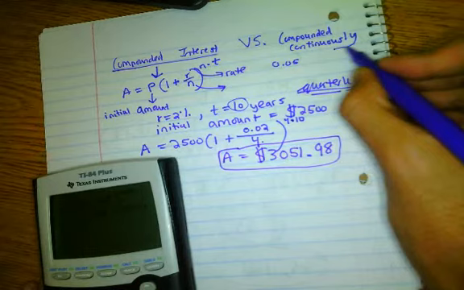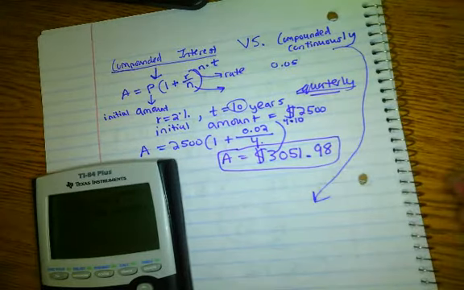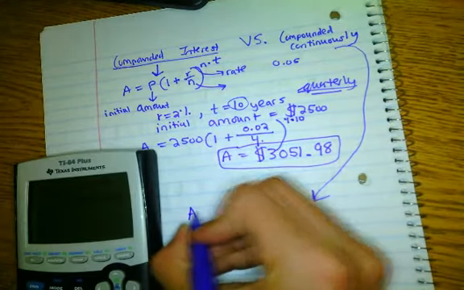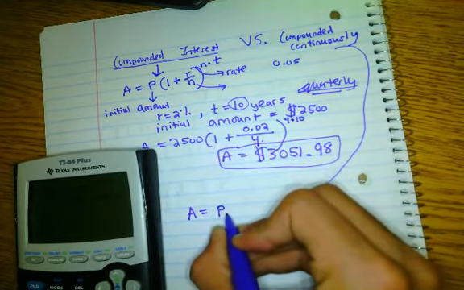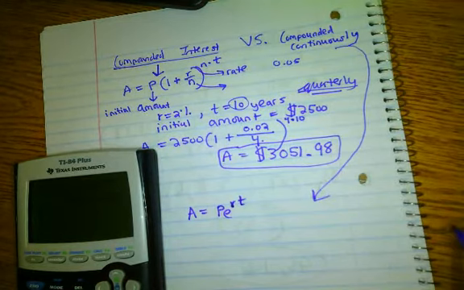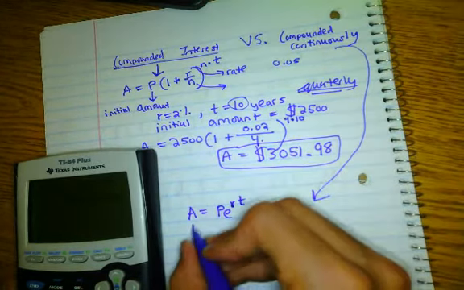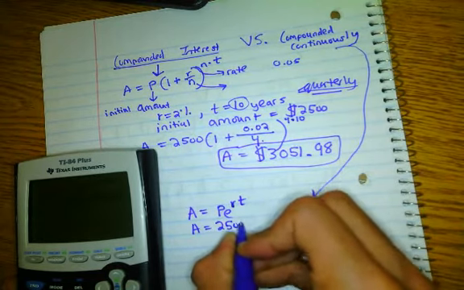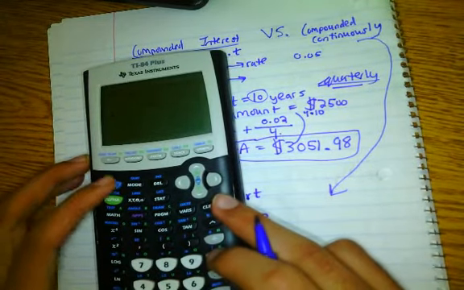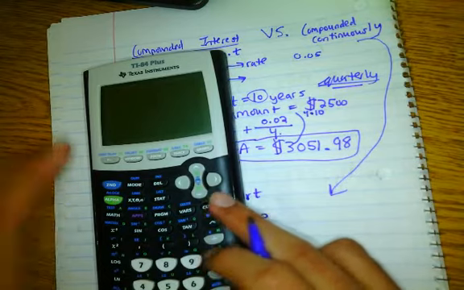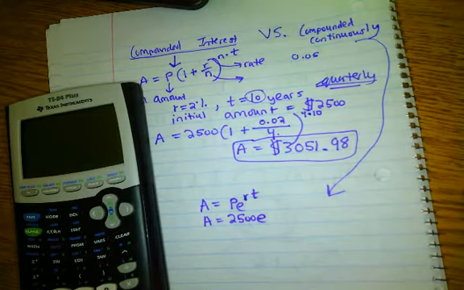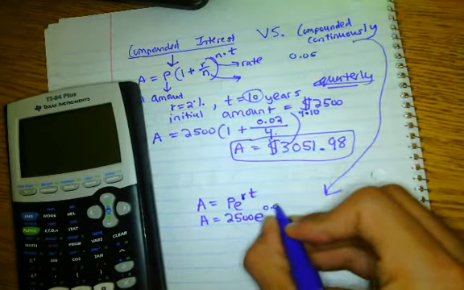Now when we come to the same hypothetical example for continuous compounding, the formula will be A is equal to P e^(rt). In this case P is the initial amount again, so you would have 2,500 here. e is your constant. On the calculator it's this one, second this, and that will give you e. And then for rt, r is obviously your rate and t is the time. So in this case your rate is 0.02, and your time is 10 years.